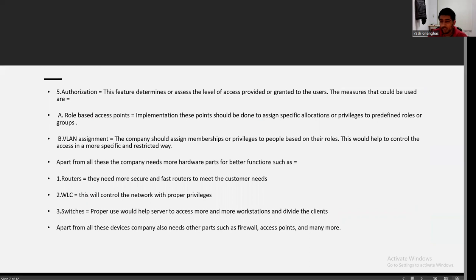And apart from software, they also need hardware requirements, like proper Cisco routers, which are secure and faster, so that they can be more efficient and productive in their work. WLCs, they need more switches for better spreading, and as the company grows, they will need more access points, more firewalls and many more. So these were the company requirements.